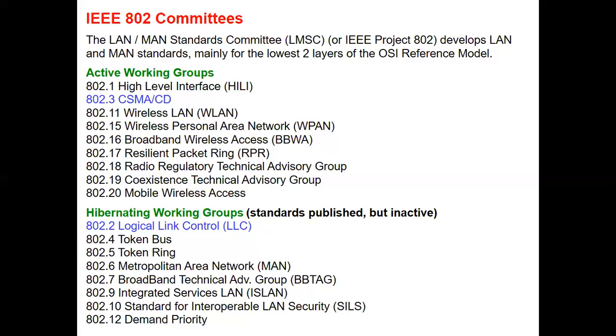Then .7 is a broadband technical advisory group. .9 is integrated services LAN. .10 is a standard for interoperable LAN security. Then .11 is demand priority. Let's understand these IEEE 802 committees. Let's not forget these. They are very important.